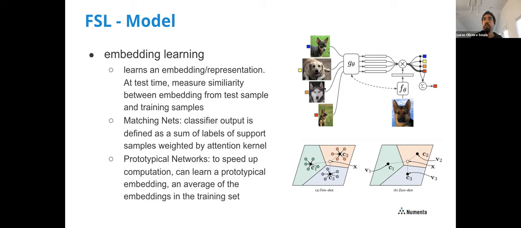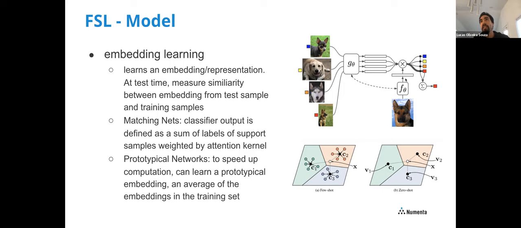So this is a matching net for Nora Vignals. I think it's a 2016 paper. It kind of launched this new wave of few-shot learning. And the idea here is that you have the samples from the training task, only you have a few samples, and you have a neural network here, so you're going to learn an embedding of this task and an embedding of the sample you're trying to predict.